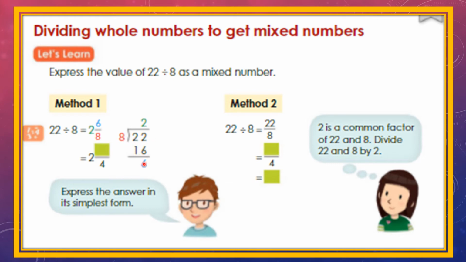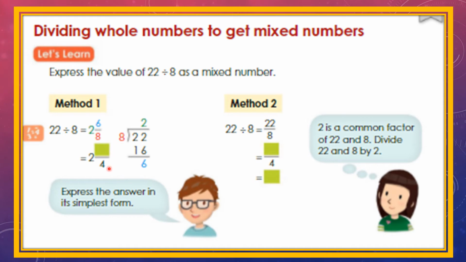So what will be the missing number here? Our whole number, as you see, comes from our quotient here on top. And our numerator there is 6, because this 6 is our remainder. So that will be our numerator. And our denominator there is 4. Actually, the original is 8.